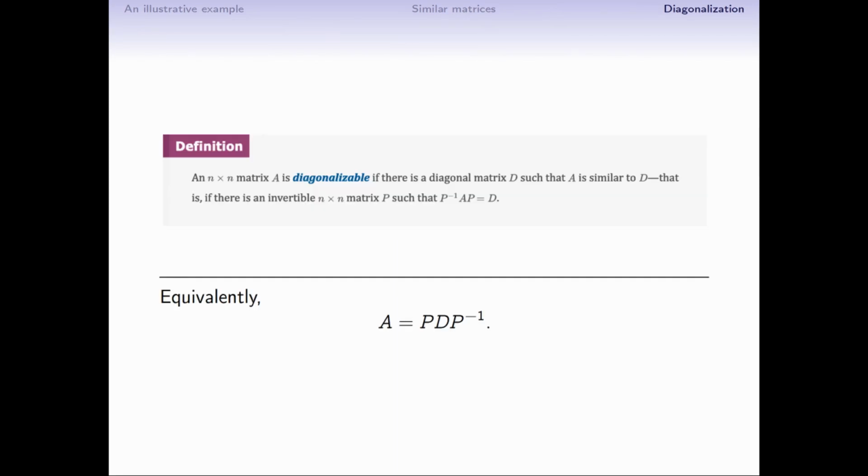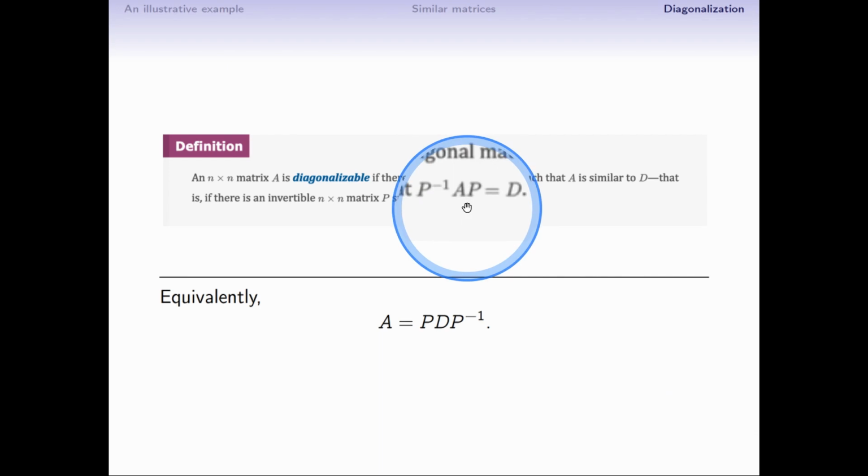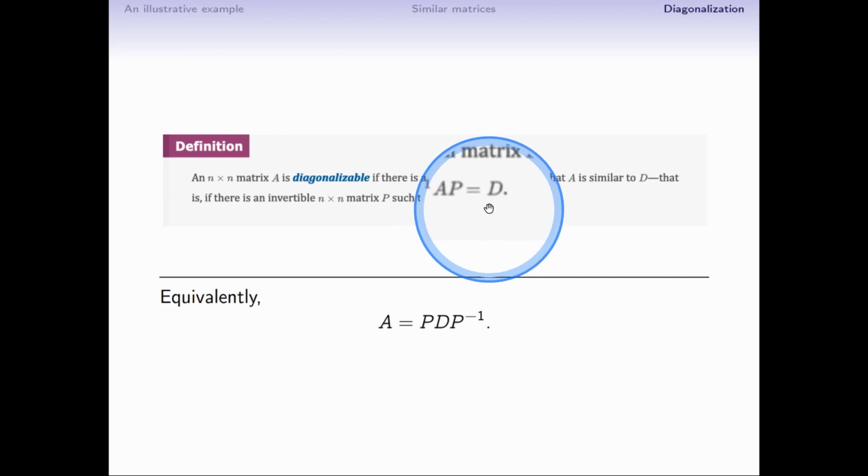Now let's begin by discussing what it means to say that a matrix is diagonalizable. An n by n matrix A is diagonalizable if there is a diagonal matrix D such that A is similar to D. That is, if there is an invertible n by n matrix P such that P inverse times A times P is equal to D.